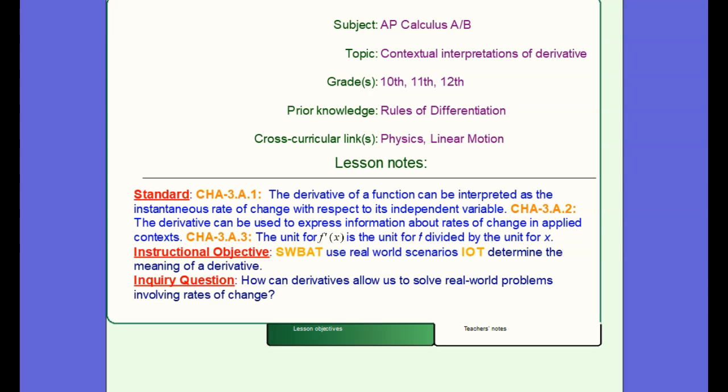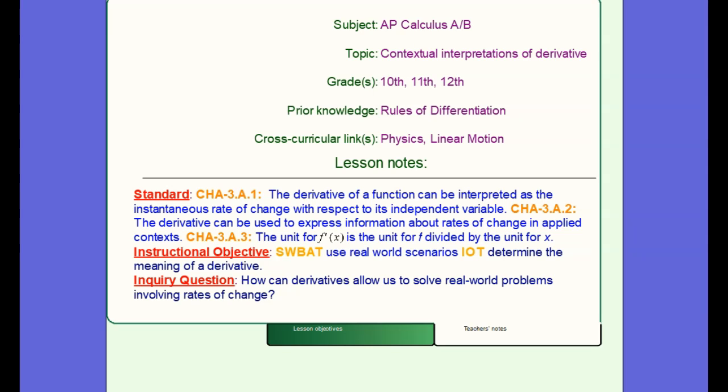The standards for this lesson are CHA-3.A.1: The derivative of a function can be interpreted as the instantaneous rate of change with respect to its independent variable. CHA-3.A.2: The derivative can be used to express information about rates of change in applied contexts. CHA-3.A.3: The unit for f prime of x is the unit for f divided by the unit for x.